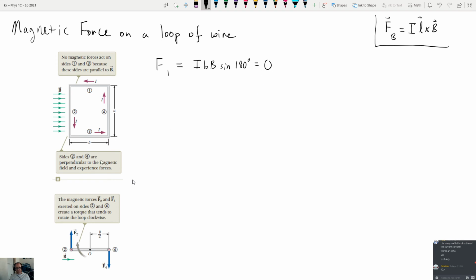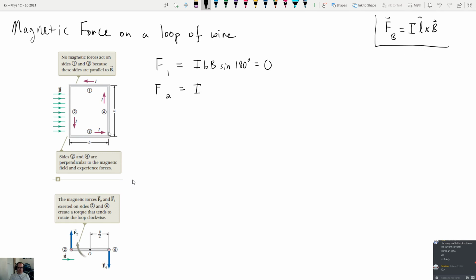All right, let's do F2. So F2 is going to be currents going down this way, so same current, I. This is one of the things that's really cool about current, is it doesn't matter how I shape my wire, the current is the same everywhere. Everywhere, it's exactly the same. And that's really nice for doing these kind of calculations.